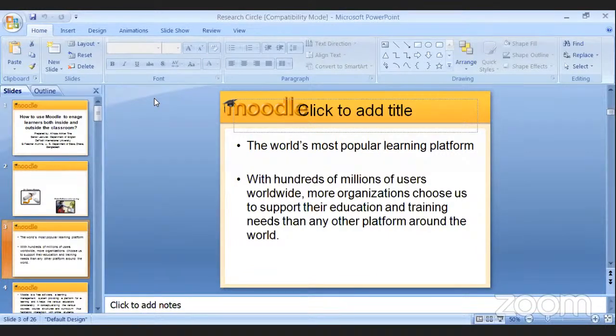And why? You can see the first point in my slide: it's the world's most popular learning platform these days. This is the first and foremost thing. And the second point: with hundreds of millions of users worldwide, more organizations choose us to support their education and training needs than any other platform around the world. So it's not only about school, college, or university learning.